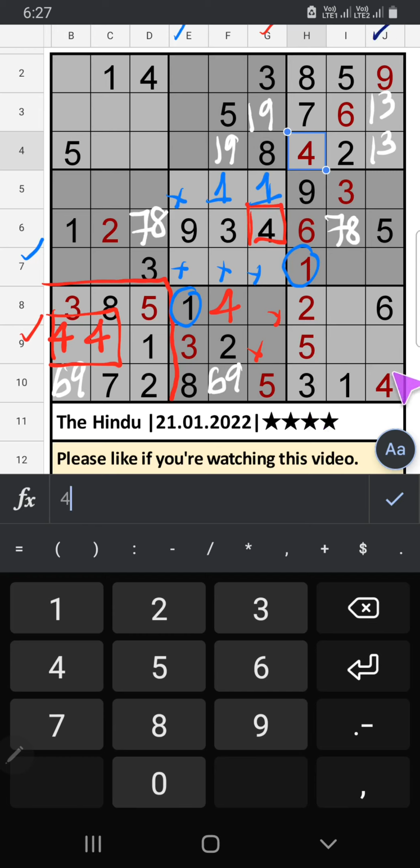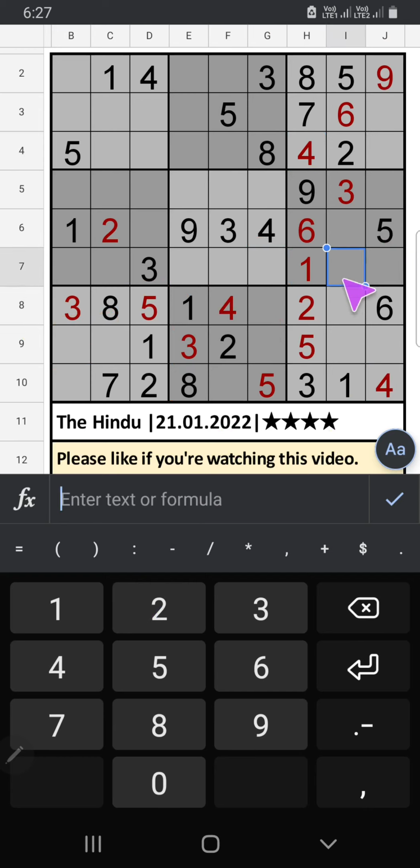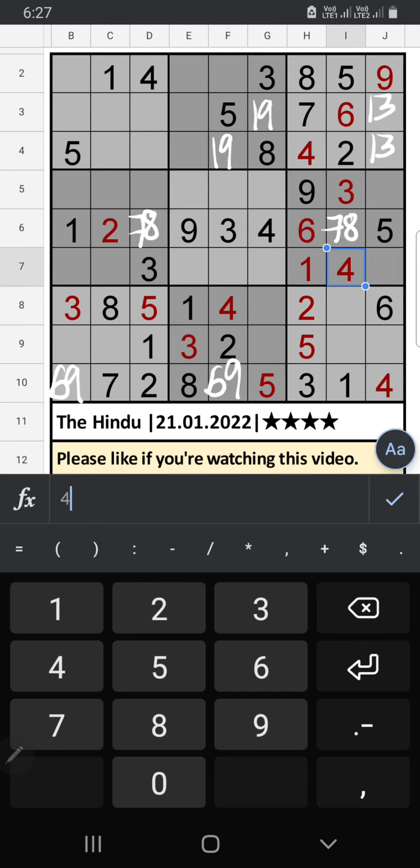Column J we have 4, so 4 can't come in these cells, then 4 is confirmed here. Column F and 4th row we have pair numbers 2 and 4, so 2 and 4 can't come in these cells. 2 and 4 will come in any of the cells. 2nd row we have 4, so 4 can't come in this cell, then 4 is confirmed here, then 2 is here.